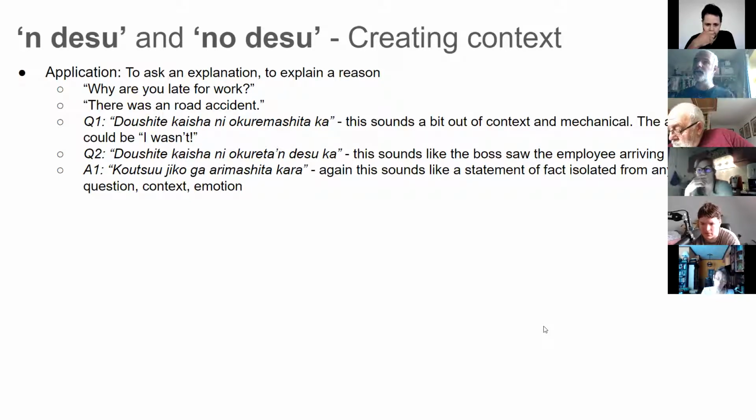So if I was to answer this in English, so Toby, ask me in English, why are you late for work? There was a road accident. This is how it sounds if you say 交通事故がありました. There was a road accident. But if I actually use facial expressions and tone, can we go again, please, Toby? Andy, why are you late for work? There was a road accident. And now it sounds like I'm answering the question, doesn't it? Like I'm actually giving some kind of emotion and context to the answer.